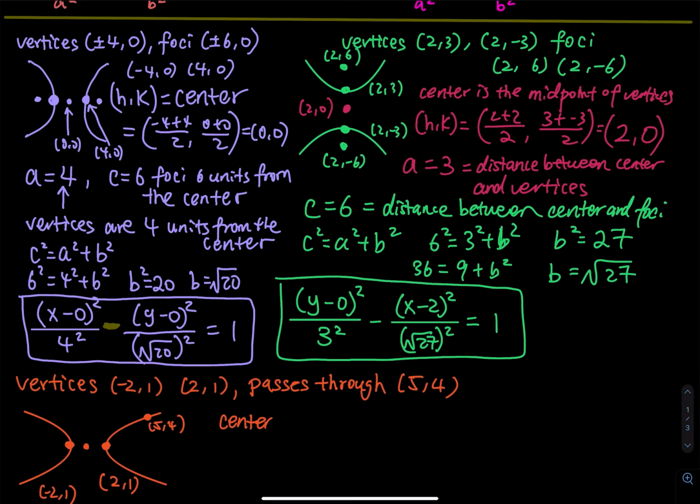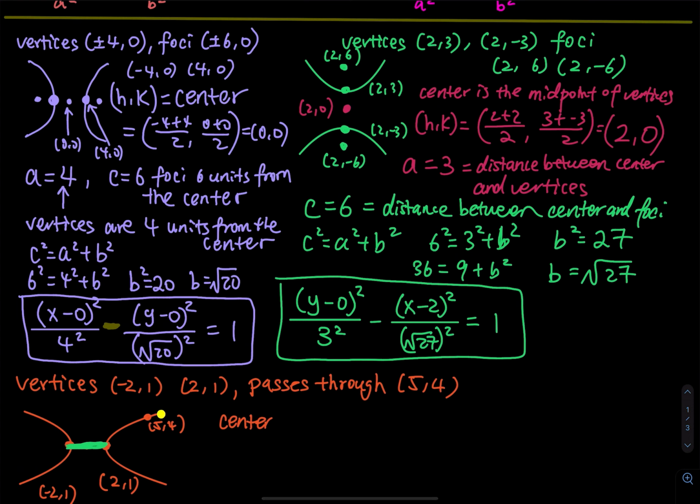And then now, after you plot the two vertices, I know that the transverse axis is horizontal, so this is a horizontal hyperbola. And then what else do we know? We have a point on the hyperbola that is at 5, 4. So at 5, 4, just plot the 5, 4. The point should be somewhere around here.